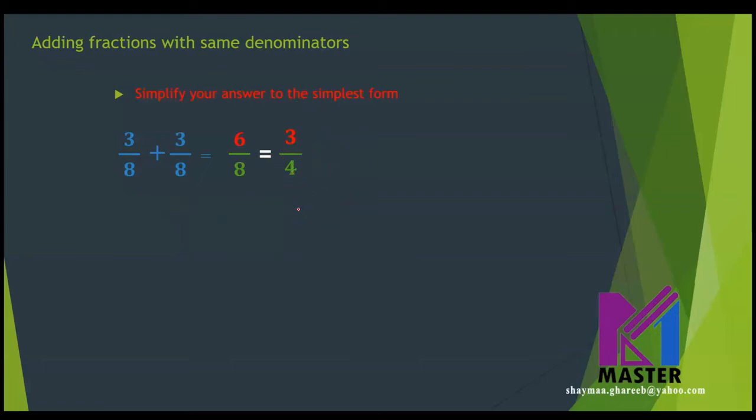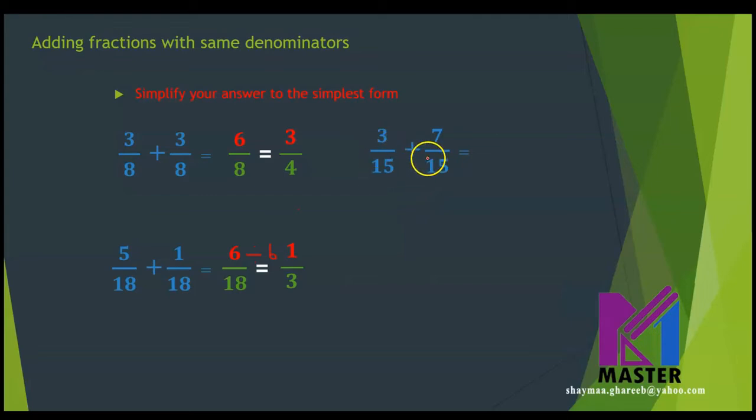So when we add fractions, please, after you find the answer, make sure that you put your answer in the simplest form. One more example, 5 over 18 plus 1 over 18. So the total number of 18s here is 6 over 18. So if I want to simplify it to the simplest form, I can divide up and down by 6. So 6 divided by 6 equals 1, and 18 divided by 6 equals 3. So the answer will be 1/3 or 1 over 3.